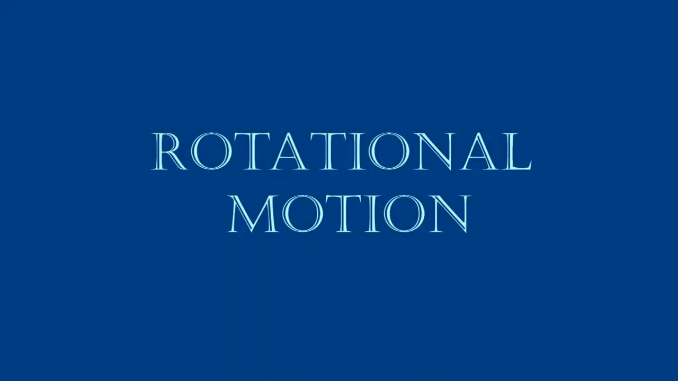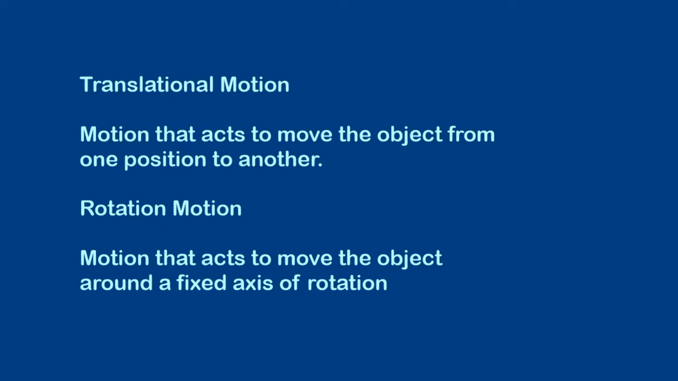Hello, today we'll be starting our study of rotational motion. Rotational motion is when an object or group of objects rotates about an axis. This motion is different from the motion we studied prior. Previously, we looked at when objects move from one position to another. This is called translational motion.